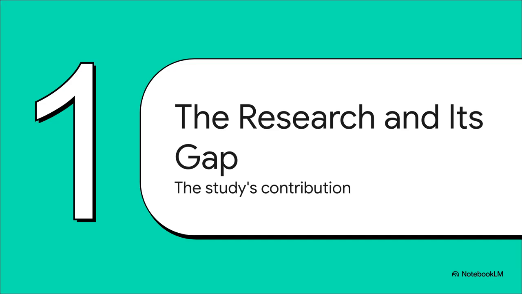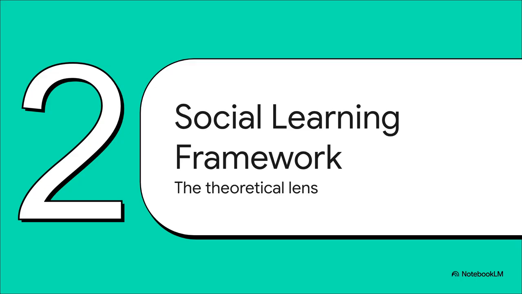Okay, let's jump right into our first section, the research and its gap. It's really important to understand why this study was even necessary and what it's bringing to the table that's new. So, how exactly do the researchers tackle this problem? Well, that brings us right to Section 2, the social learning framework. This is the theoretical lens they use for their analysis, and honestly, it's the engine driving their entire argument.